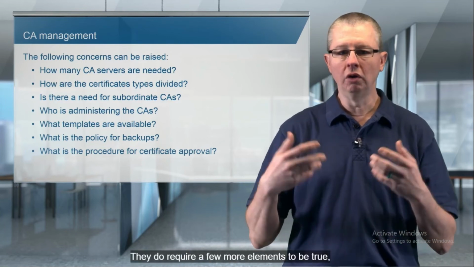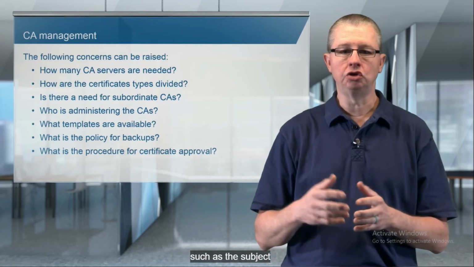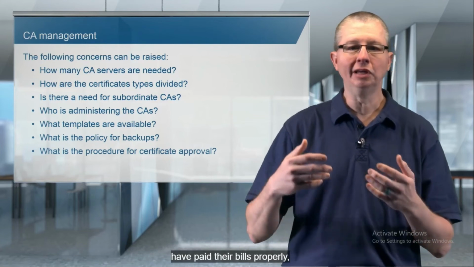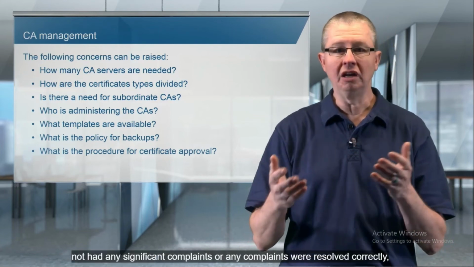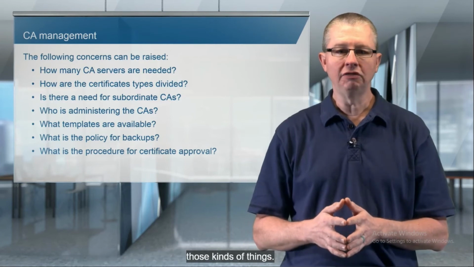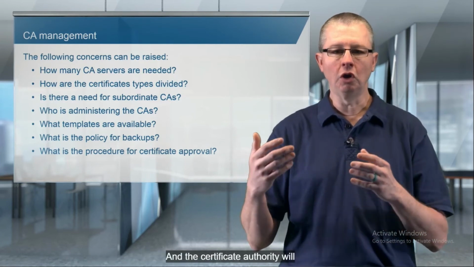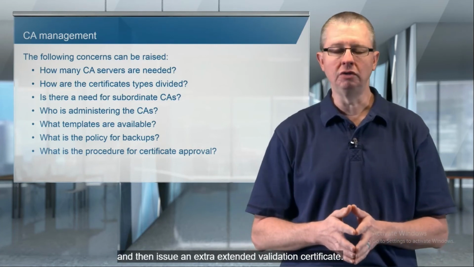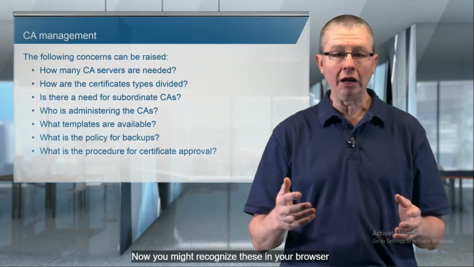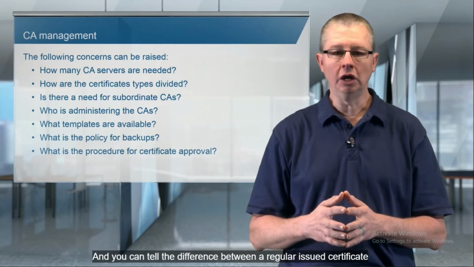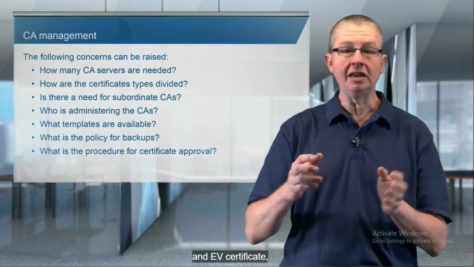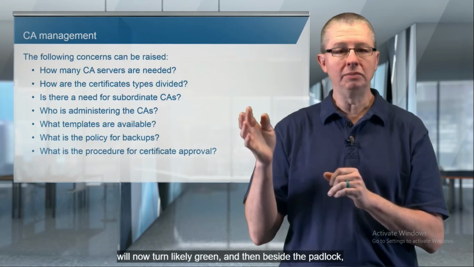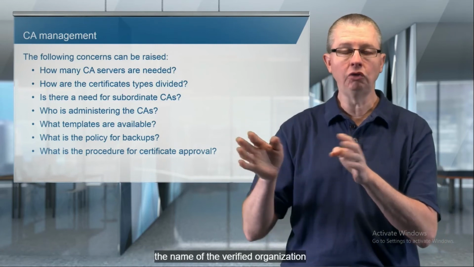They do require a few more elements to be true, such as the subject must have already had a certificate for a period of time, have paid their bills properly, not had any significant complaints, or any complaints were resolved correctly, those kinds of things. And the certificate authority will go through a bit more extra verification process and then issue an extended validation certificate. Now, you might recognize these in your browser as you visit certain websites, and you can tell the difference between a regular issued certificate and an EV certificate because the padlock in many browsers will turn green, and beside the padlock, the name of the verified organization will appear.